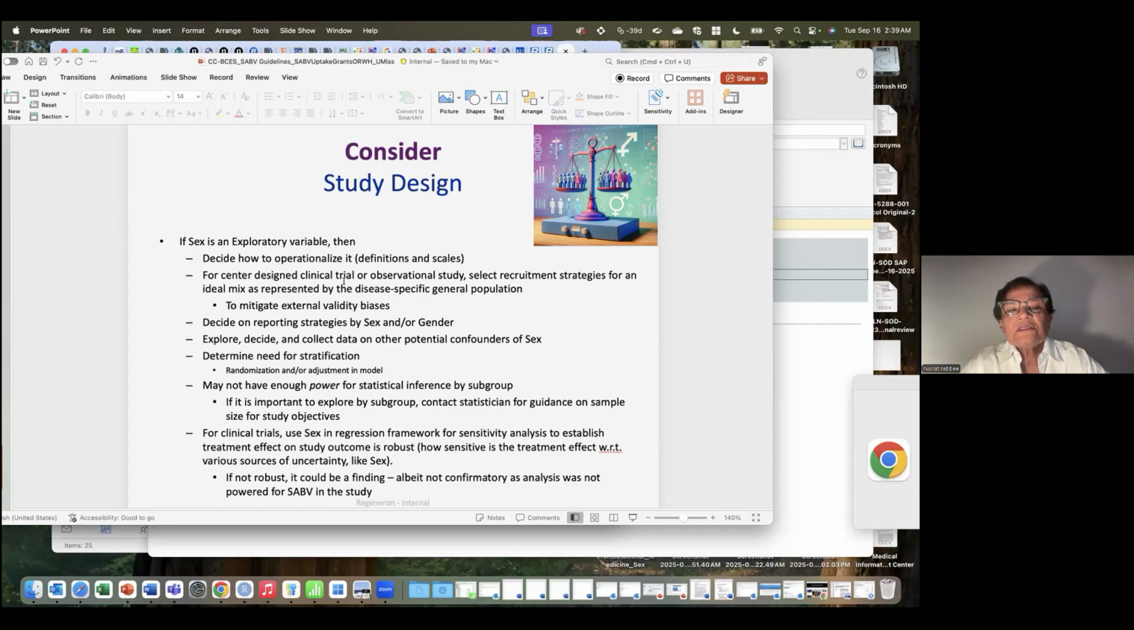For NIH Clinical Center, when designing clinical trials or observational studies, select recruitment strategies to get an ideal mix, to mitigate external validity biases, decide on reporting strategies, and explore how you're going to collect the data, and whether there are other confounders of sex. For example, if you knew, and this happens, that a particular genotype is more prevalent in females, then you know that that is a confounder for which you also need to collect that information.